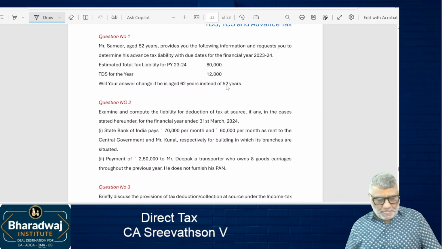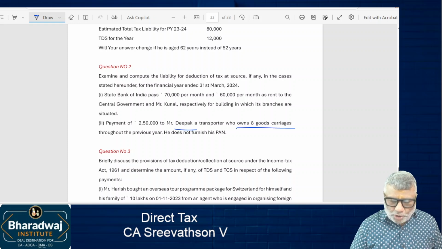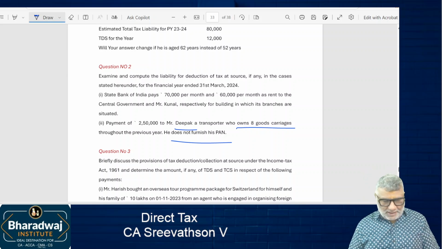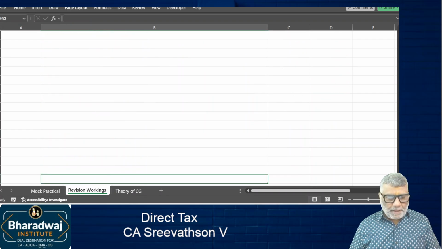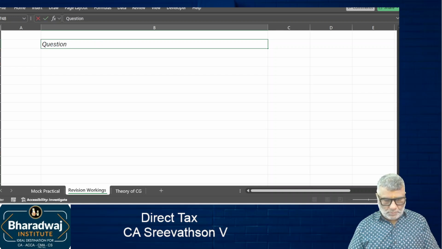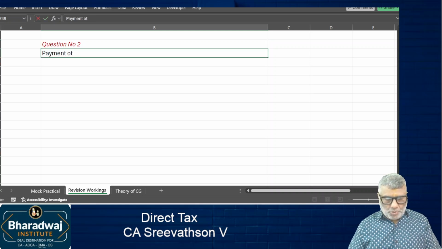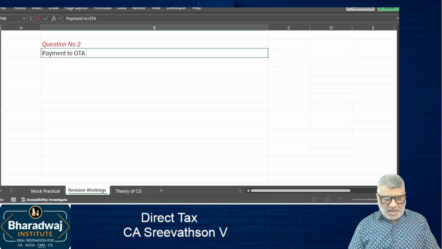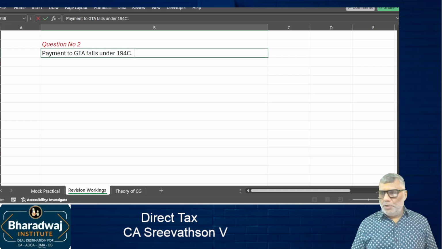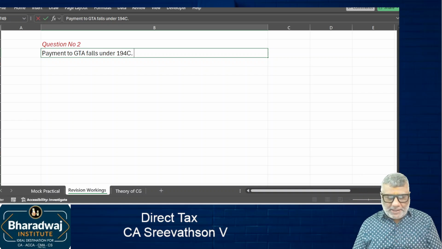Payment of 2,50,000 to Mr. Deepak, who is a transport operator who owns 8 goods carriages but does not furnish PAN. I'll write the answer for this. Payment to GTA falls under 194C. Goods transport operators or goods transport agents fall under 194C.